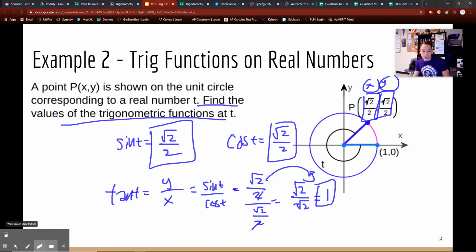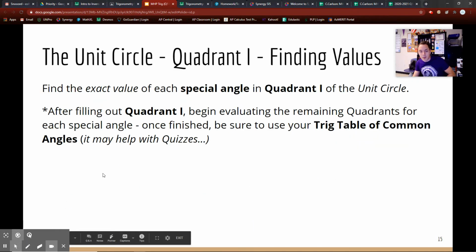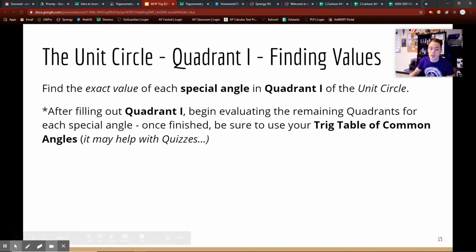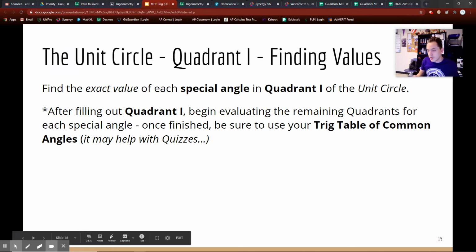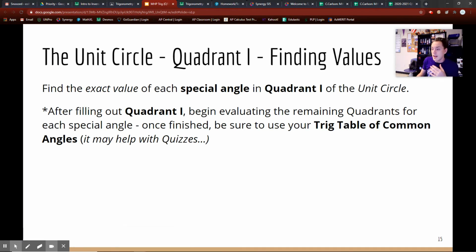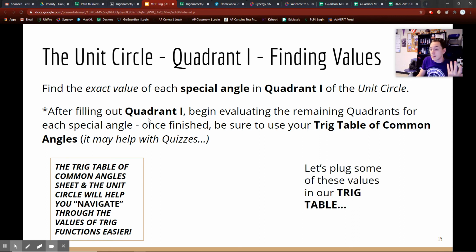Okay, so that wraps up this problem. I'm going to erase. And now what we're going to be doing is actually getting into the unit circle. So if we were in class, what I would do is give you the unit circle and have you complete the actual trigonometric table of common angles. Obviously, you're not going to be doing that, and I'm not going to make you do it by hand. I'm actually going to give you the keys.